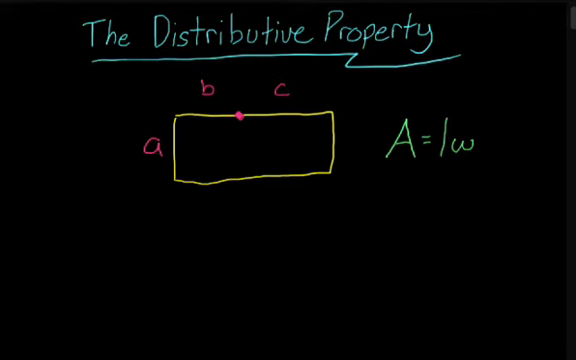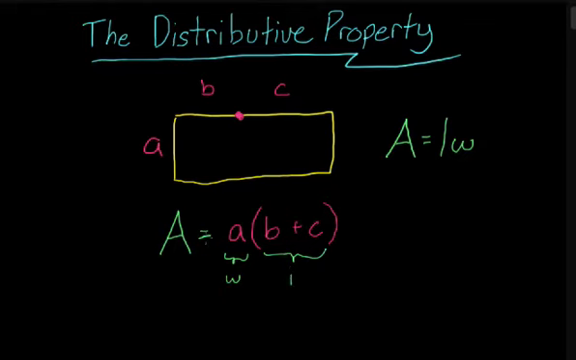So now we can express the area in terms of these variables. We could say that the area equals the length times the width. The width in this case is a, and the length over here is the sum of b and c. And so we've expressed our area. a over here is our width, and b plus c is the value of our length. Area equals length times width, or a times the sum of b and c.